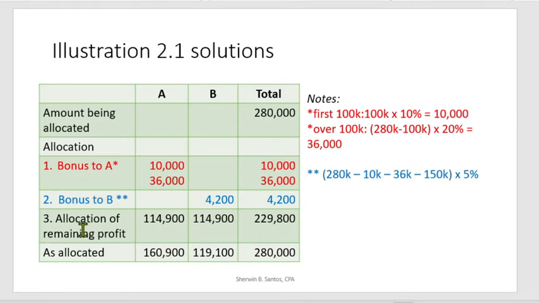Next, the allocation of the remaining profit. So, kung magkano man yung natira dyan, it will be shared equally. So, 229,800 divided by 2. Then, i-allocate mo, i-add mo lang, 10 plus 36 plus 114.9. So, yun yung allocation basis mo dyan.